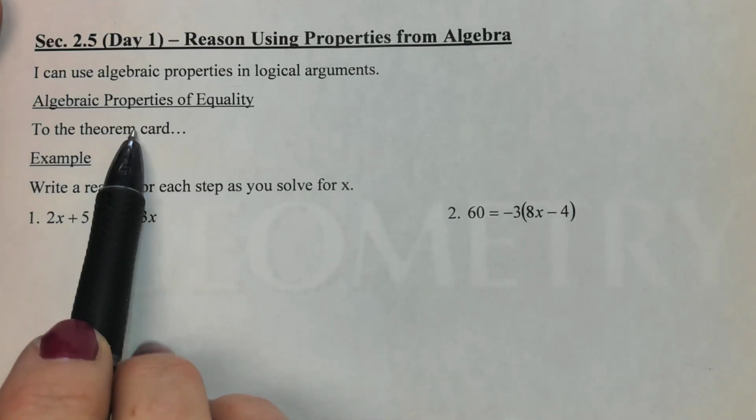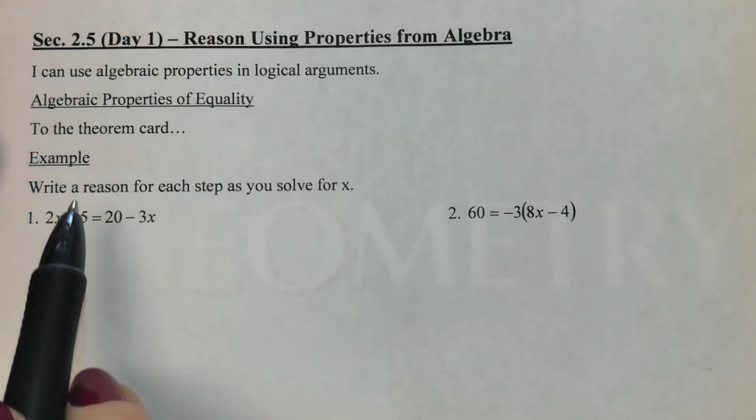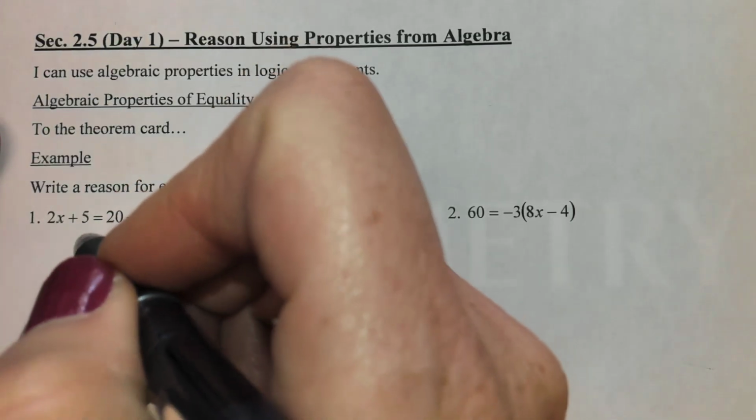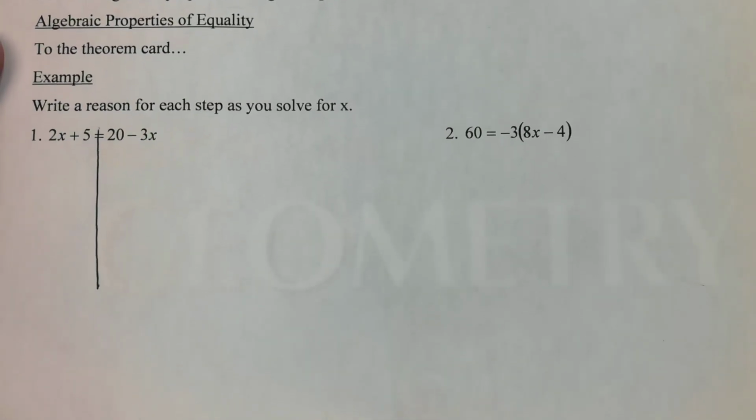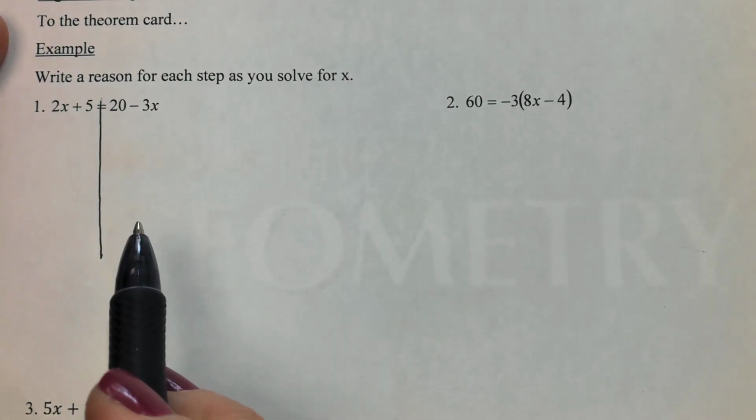We're going to skip the theorem card. If yours says that, don't worry about it, skip it. And we're going to jump right into it. All we're going to do is just solve, and as we solve, we're going to write a reason for each thing we do. So the first one says write a reason for each step.